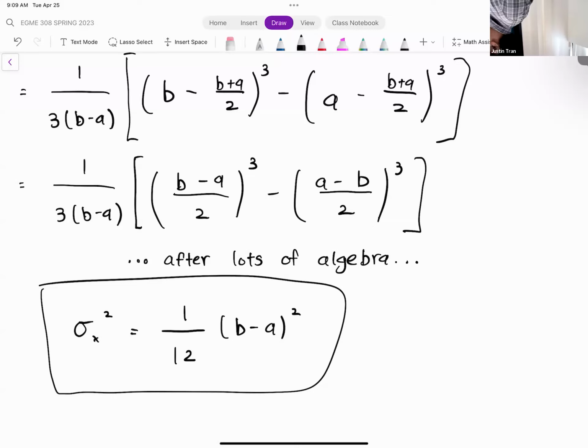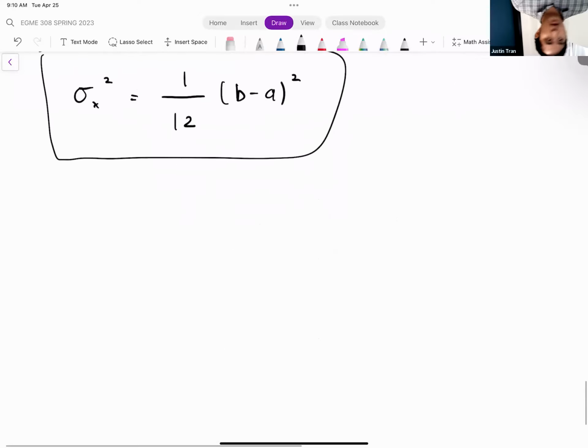All right, and so for the cases where you have the functional form or the probability density function, actually, it is quite rare. But when you are given the functional form for the PDF, you can use these formulas to compute the mean and variance. All right, so let's go ahead and move on.